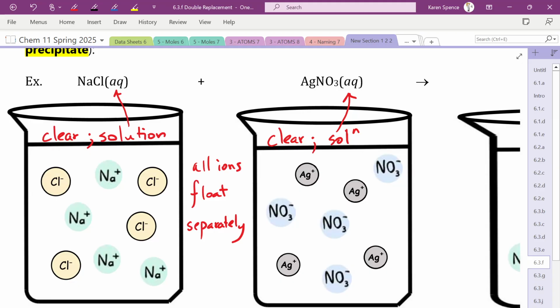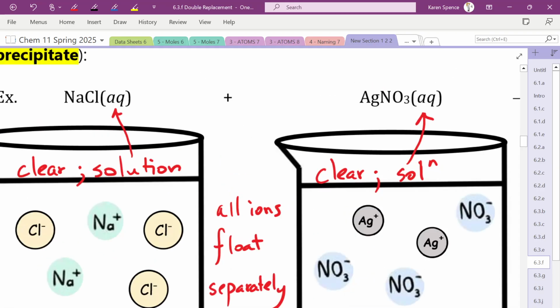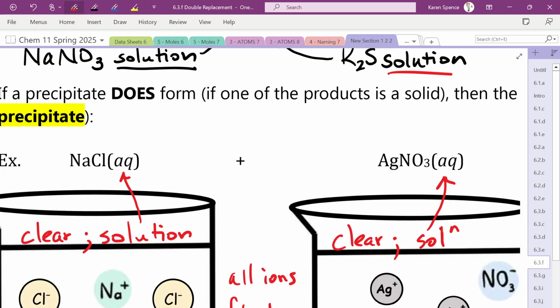Now, if you get really good at this, you don't even need to write the products before you start predicting if you're going to get a precipitate. Who do we put together first? We put the outside ions together first. You could do the inside ions first, but it's always good to do it the same way each time. That way you won't make a mistake. So we have our outside ions, NaNO3.